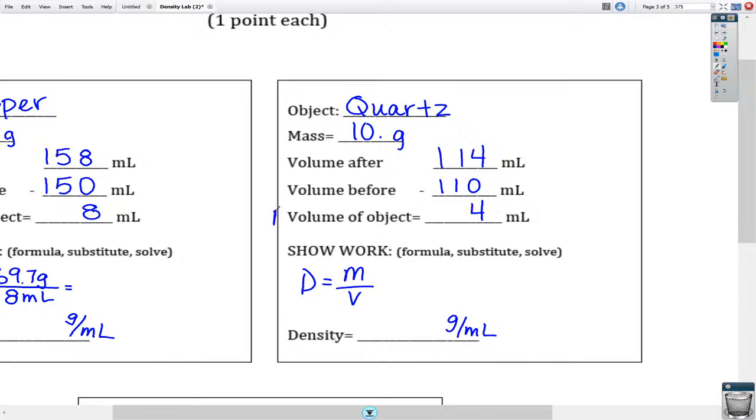So I'm going to use this volume and this mass in order to get my density for quartz. So 10 grams divided by 4 milliliters, and you can calculate your density here.